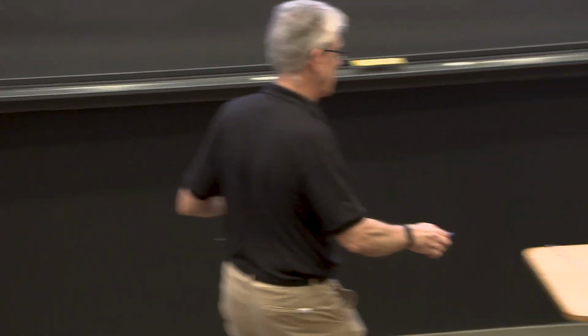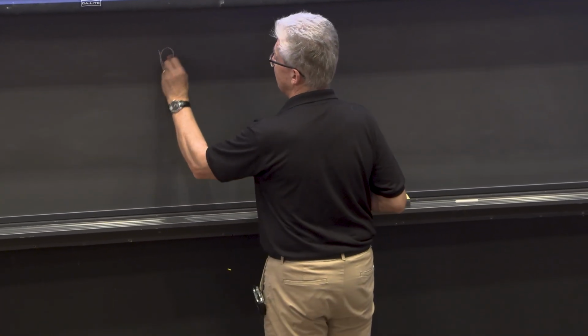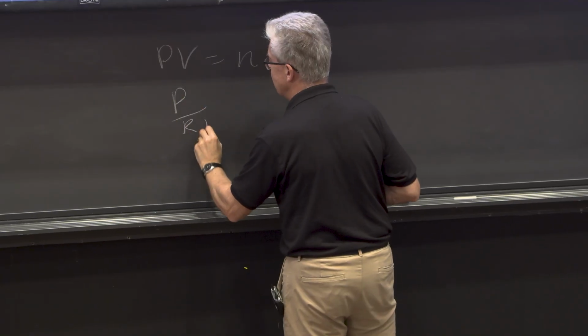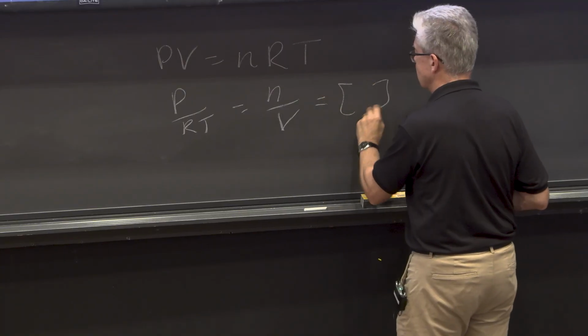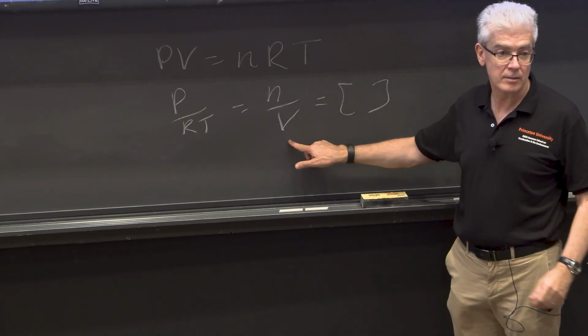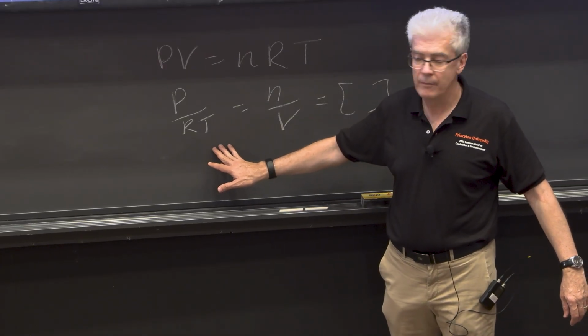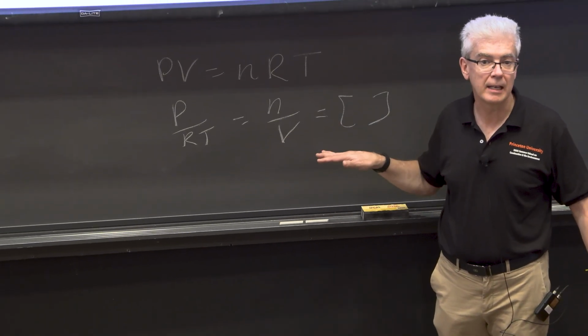It's not exponentially dependent on pressure. It's more linearly dependent on pressure. And typically, and we'll see in a minute, we have PV equals nRT, okay? So we have P over RT equals n over V, which is equal to concentration, okay? N over V is concentration. So if we're at a constant temperature and we increase the pressure, the concentration will increase linearly, okay?